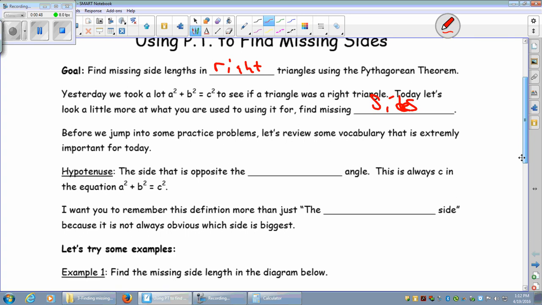Before we jump into some practice problems, let's review some vocab that is extremely important for today. This first vocab word is hypotenuse. Remember, that's the side that is opposite the 90-degree angle, or the right angle. And it's always c in the equation a squared plus b squared is equal to c squared. I want you to remember this more than even just the big side, or the biggest side, because it's not always obvious which side is biggest if they're only going to give you 2 out of the 3 sides.